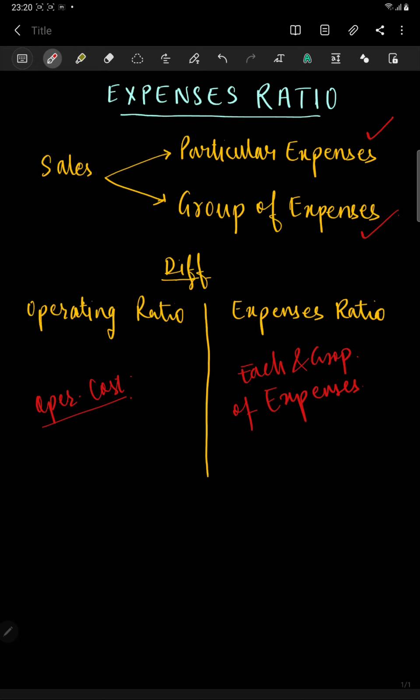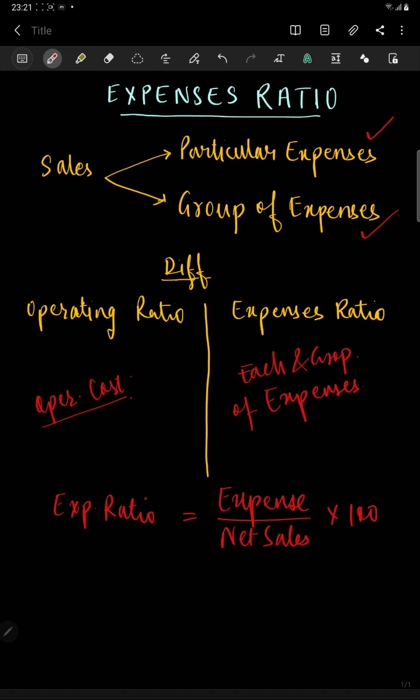So very well we can derive the formula as expenses ratio equals to expense, whatever the company has incurred, divided by net sales into 100 to arrive at the percentage. So this is the formula for expenses ratio.